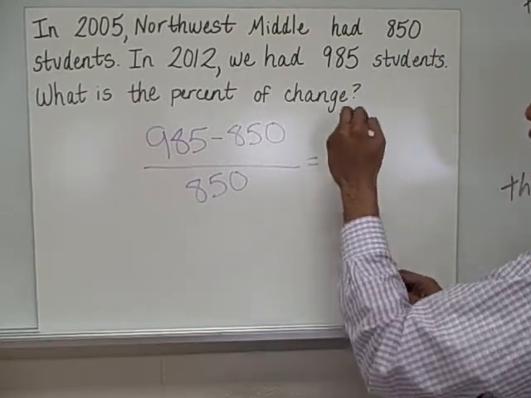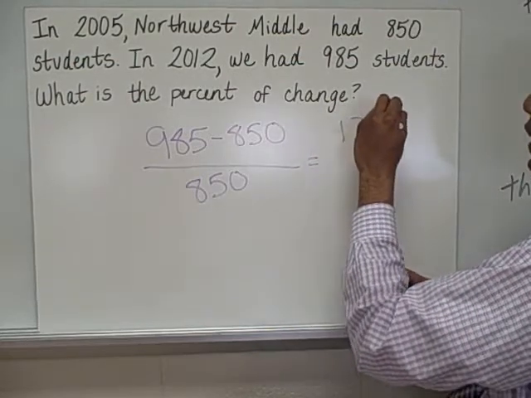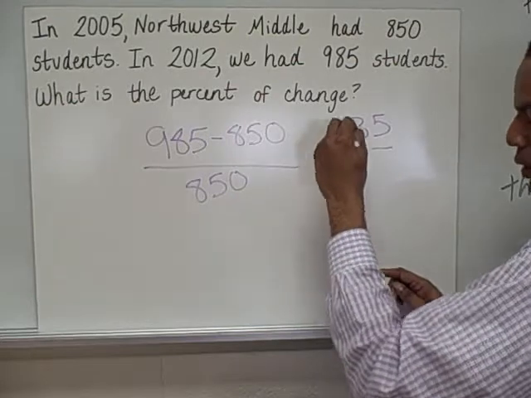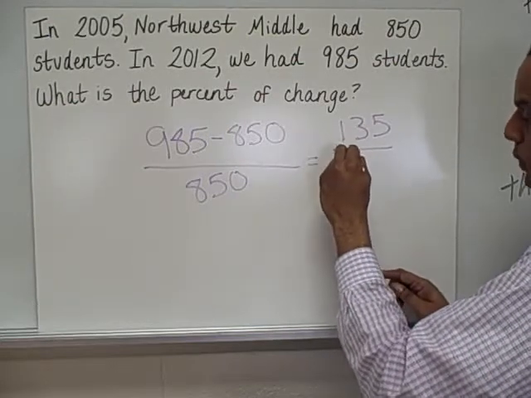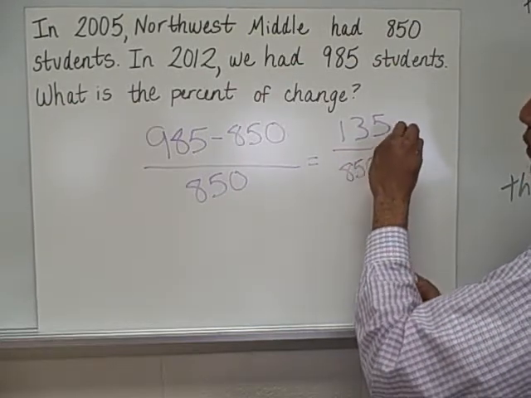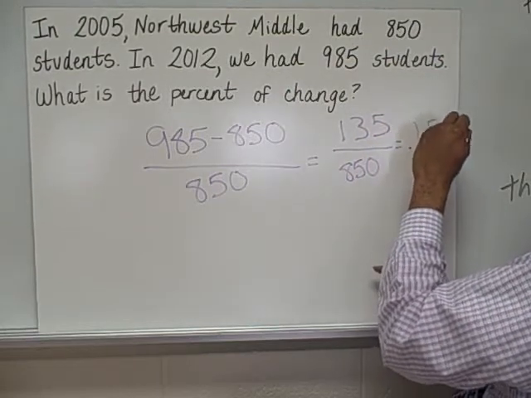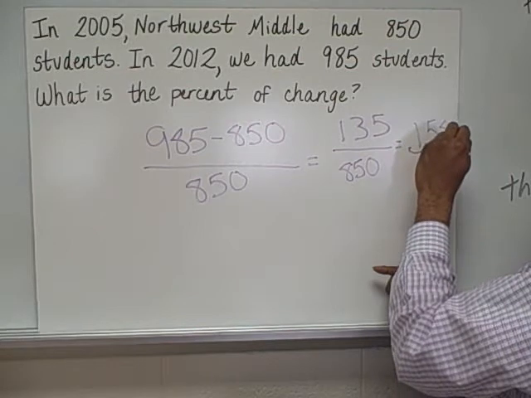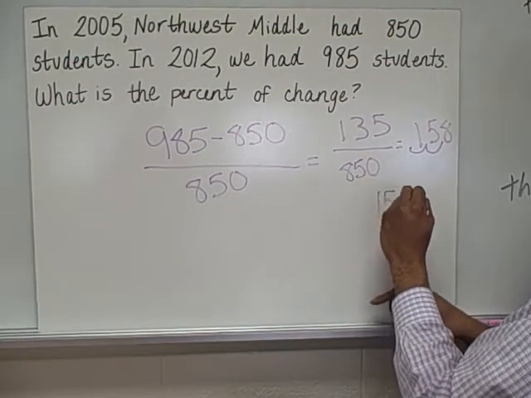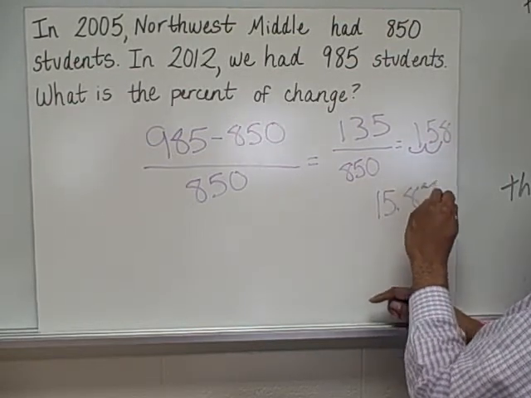So if I subtract that, I'll have 135 all over 850, which would equal 0.158. If I move my decimal place over 2 places, that gives me 15.8%.